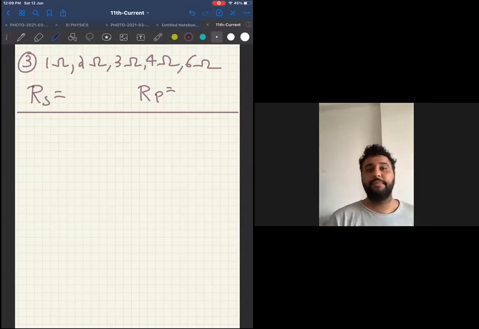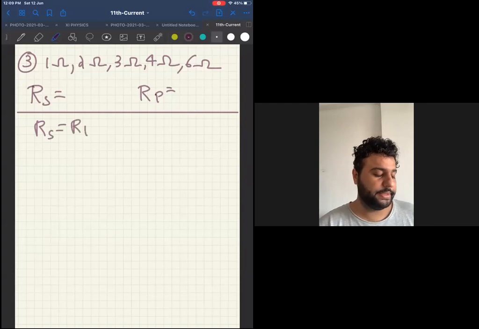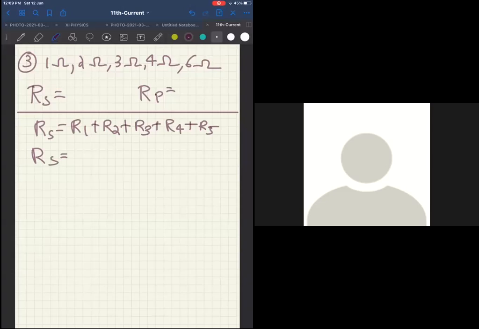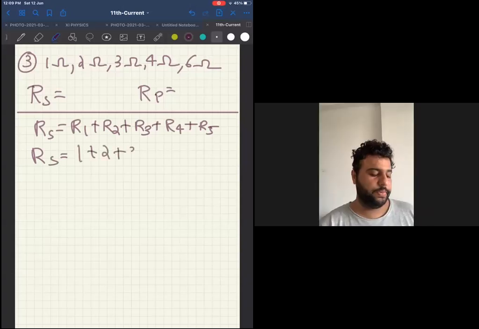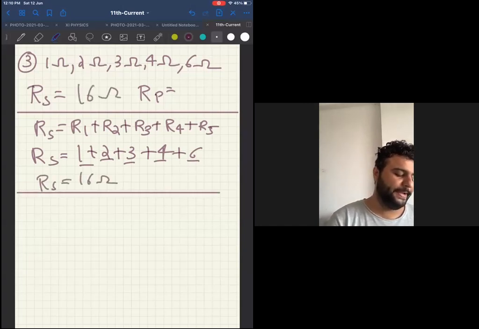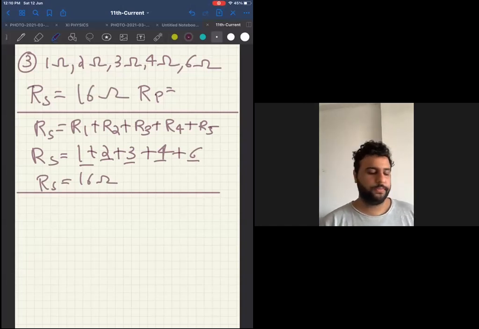Okay, now let me at least give you the RS value. What will be the value of RS first? Therefore, RS will be, since there are 5 resistances, R1 plus R2 plus R3 plus R4 plus R5. Therefore, RS is equal to 1 plus 2 plus 3 plus 4 plus 6. So 2 plus 1, 3, 3 plus 3, 6 plus 4, 10 plus 6, 16. Therefore, RS is 16 ohm.